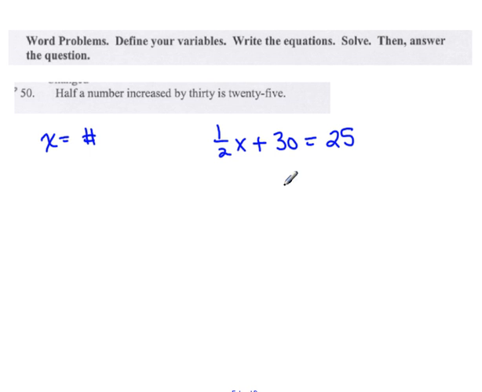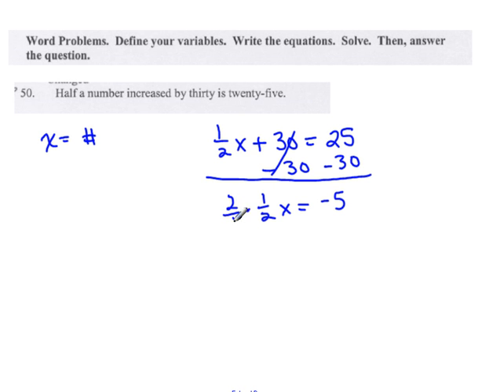Now it's just a matter of solving it. So we want to get rid of the 30, so subtract 30 from both sides. And now what gets rid of the 1/2 is if you multiply both sides by the reciprocal of 1/2, which is 2 over 1, or 2. Here those cancel to just give you x, and negative 5 times 2 is negative 10. So the number is negative 10.